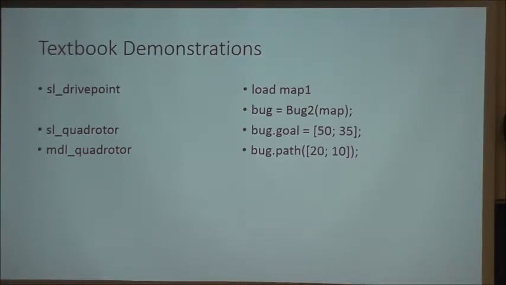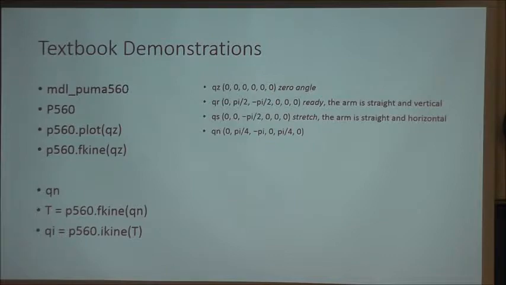So, map one is already in the toolbox, and bug two map gives that work environment to you, and your goal, bug.goal, means your final destination, which is 50x, 35y, and you want to start the path from 20x, 10y. Alright.